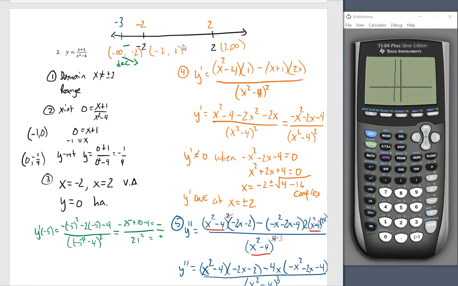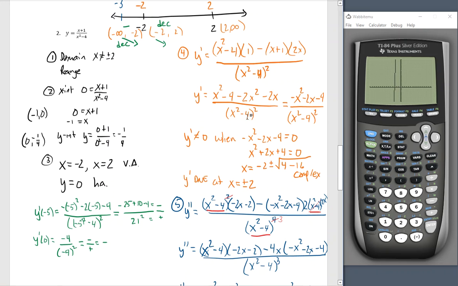Pick any value between negative 2 and 2. I'm going to use 0. The first derivative at 0 is negative 4 over negative 4 squared. If I put in 0 for x, I get a negative 4, and a negative 4 that's squared. So again, we have a negative divided by a positive, which is negative. So again, we're decreasing. So what's up with this? We're decreasing twice in a row. Interesting.